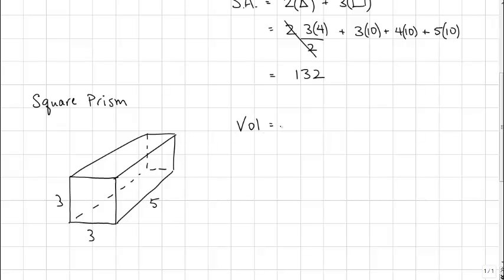we have volume. And the volume calculation here is particularly easy because it is simply 3 squared times 5, the area of the base times the height. So that's 9 times 5, which is 45.